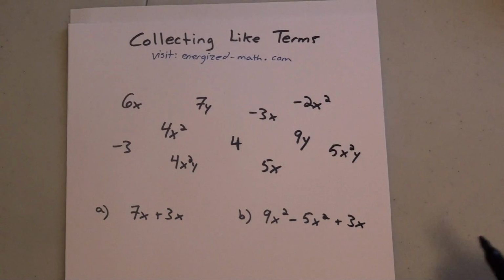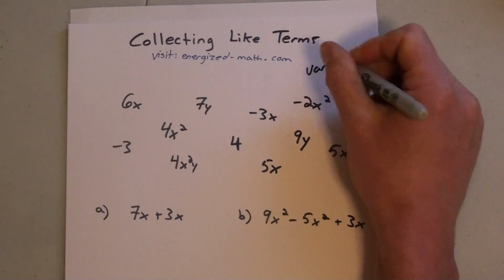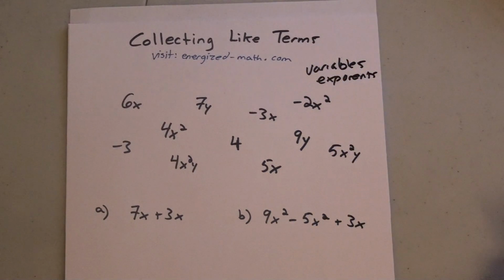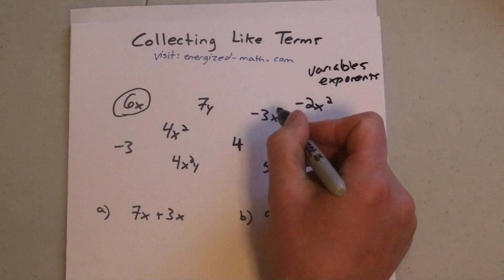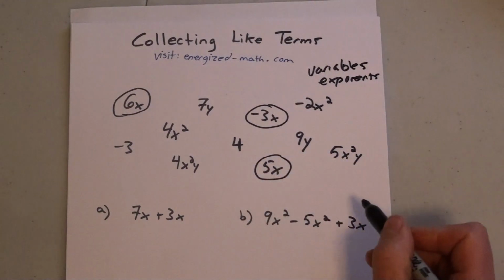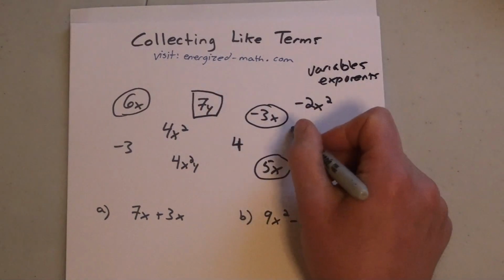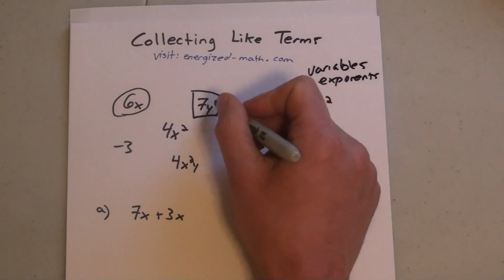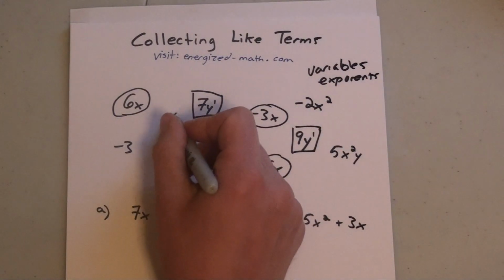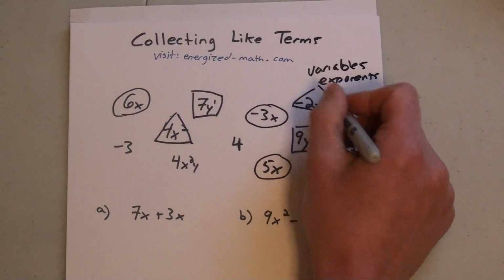When you're looking for like terms, you're looking for things that have the same variables and the same exponents. A like term for 6x would be negative 3x. 5x would also be considered a like term. For 7y, you need to look for another thing that has a y on it, and only a 1y. If there's no exponent, it is assumed to be an invisible 1. The 4x squared would have a like term with negative 2x squared.